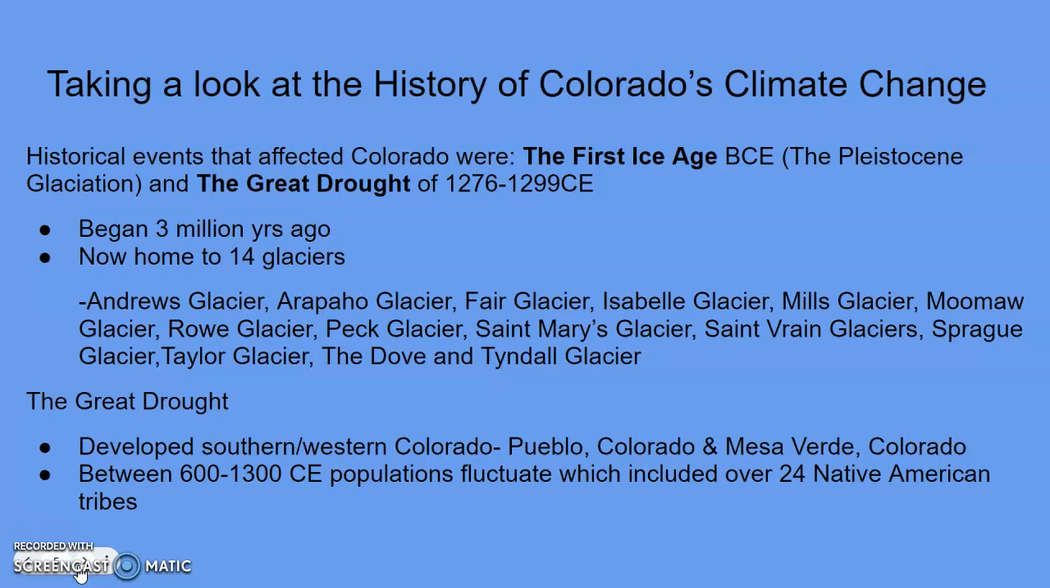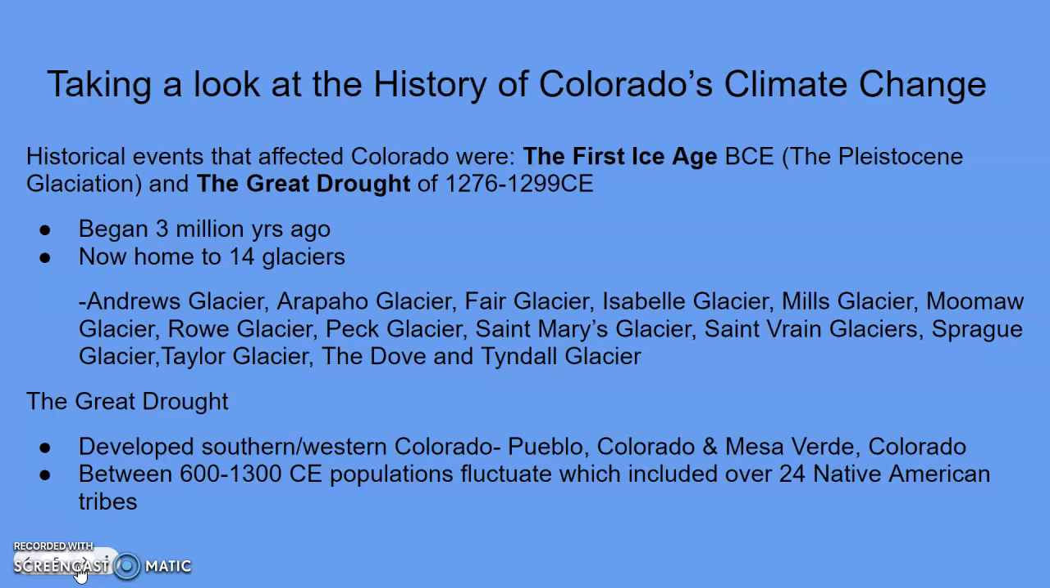The history of Colorado's climate change dates back to the shift of the first ice age, BCE era. Since then, climate change has shifted back and forth. Two major events are the Great Drought and the first ice age. Colorado is home to many different glaciers and has encountered a number of climate events.